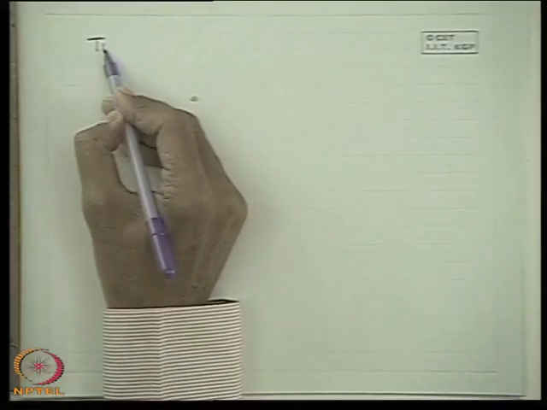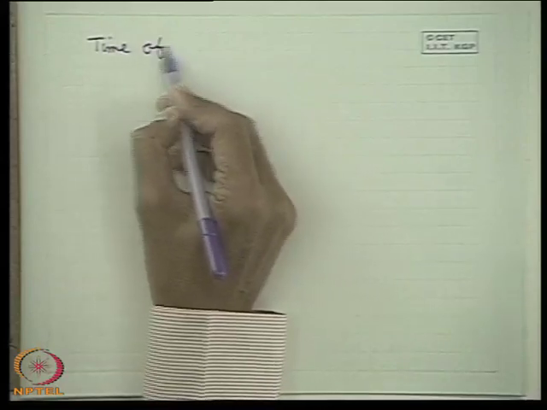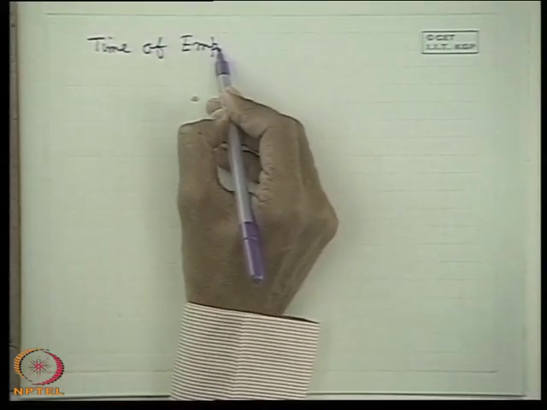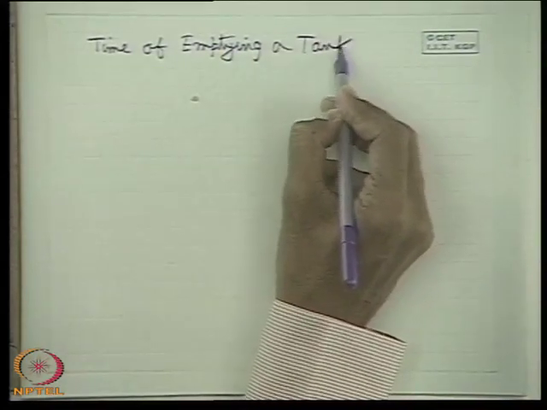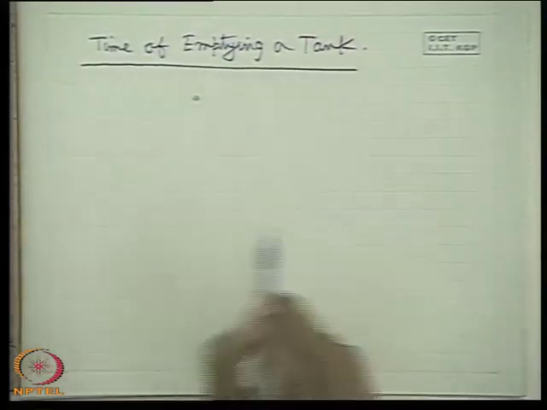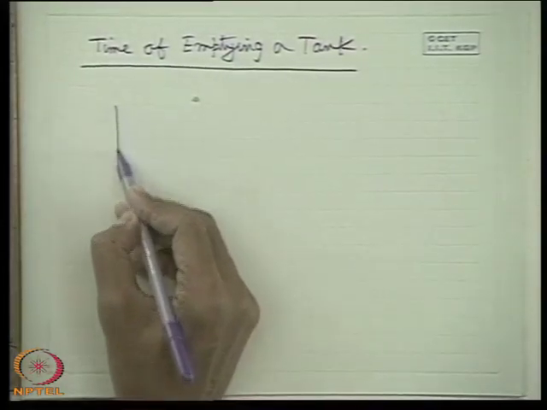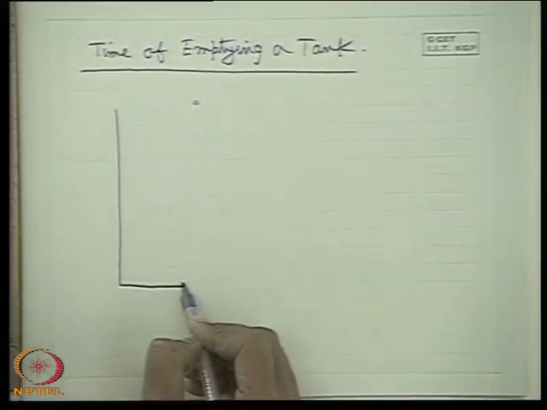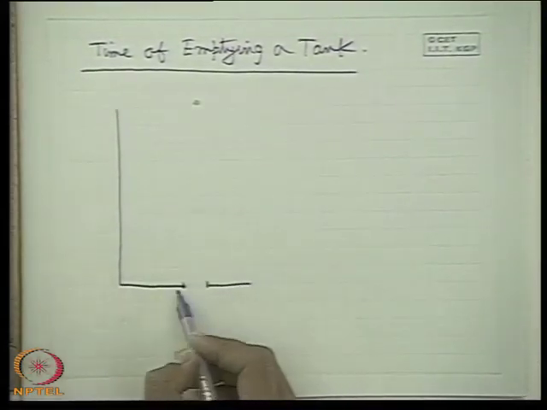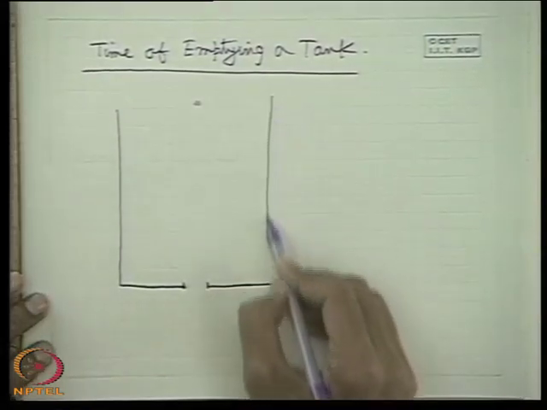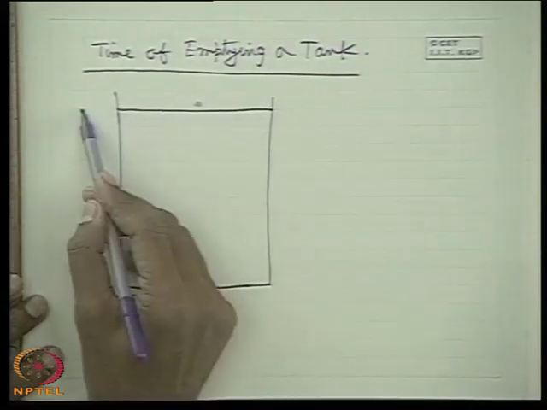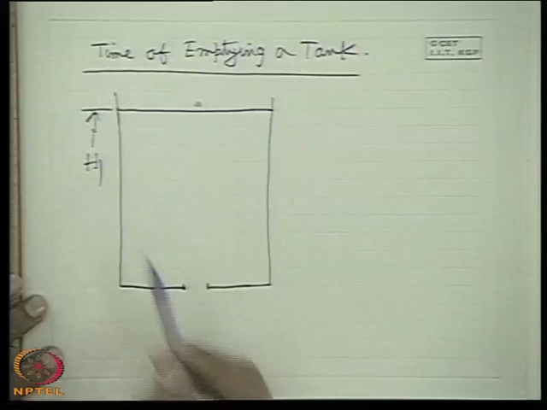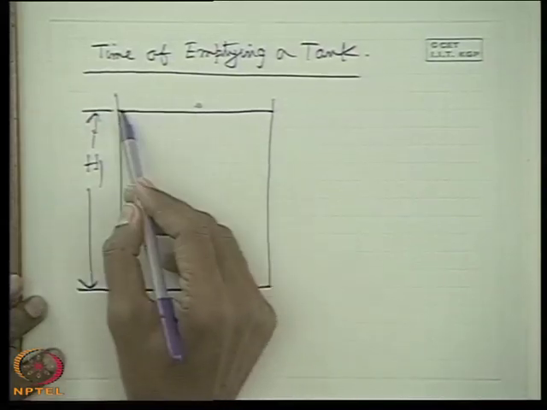Now we will come to the time of emptying a tank. Emptying a tank is an unsteady problem. So far we have discussed the discharge with a constant head, but what if the head is not maintained constant? For example, consider an orifice at the bottom of a tank, centrally placed, and the initial head is H1. This is a transient, unsteady problem. That means we do not have any provision for inflow to maintain this head constant.